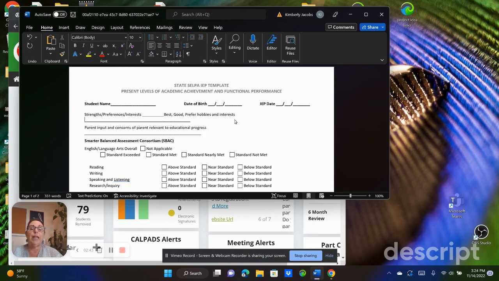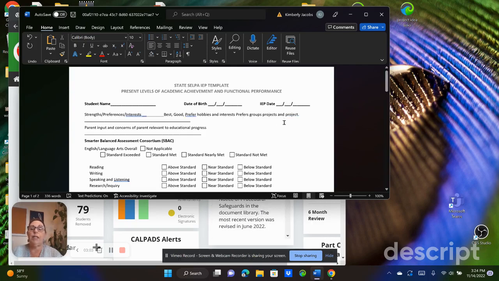I also will put in things like how they prefer to learn. So prefers group projects and projects. You might have another student who prefers to work alone. Whichever case it is, this is the place you're going to type it.